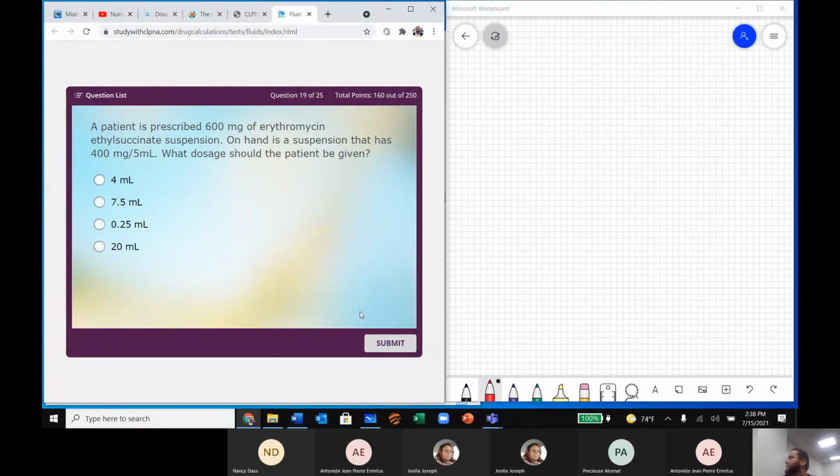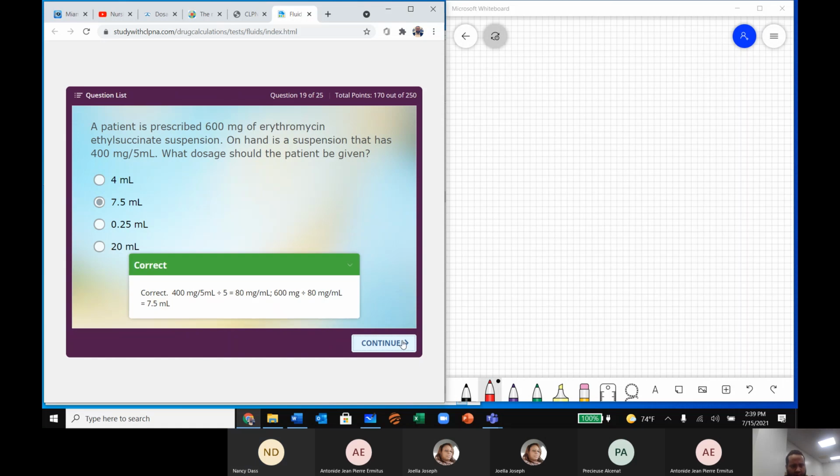And then what is the next problem? A patient is prescribed 600 milligrams of erythromycin in suspension. On hand is a suspension that has 400 milligrams per 5 ml. What dose is the patient given? 7.5. Okay, good job. Yes. Let's see what is next.